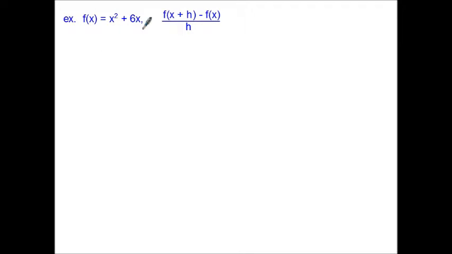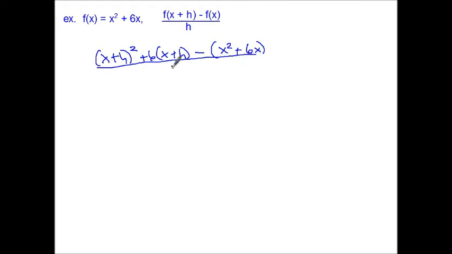Again, f of x plus h. So in my original function, anywhere I see x, I'm going to put in x plus h. So I've got that squared plus 6 times the x plus h. And now subtracting the original function, so x squared plus 6x. And again, that h is on the bottom. That will be a common trend of these things, and eventually it'll make a lot more sense why that's in h all the time, but just for now, that's how it works.